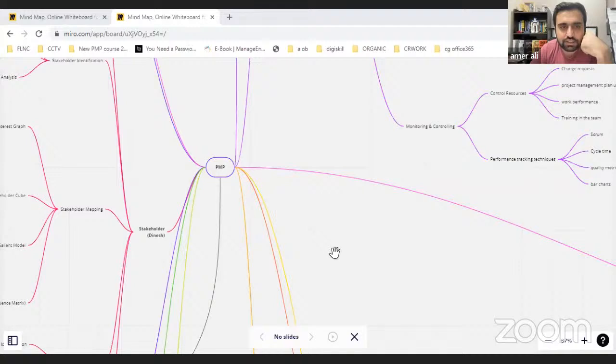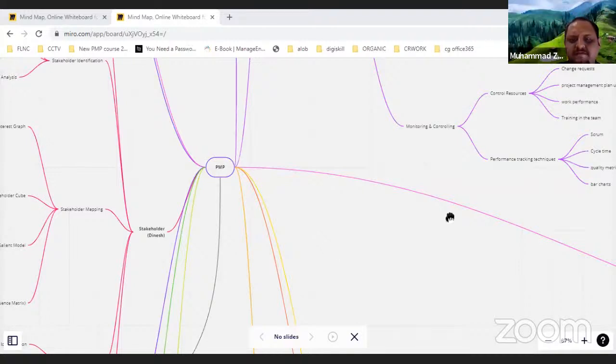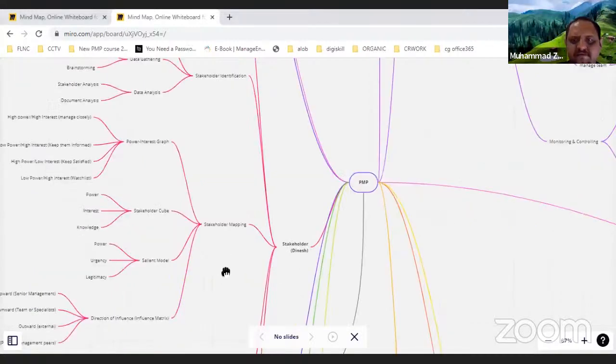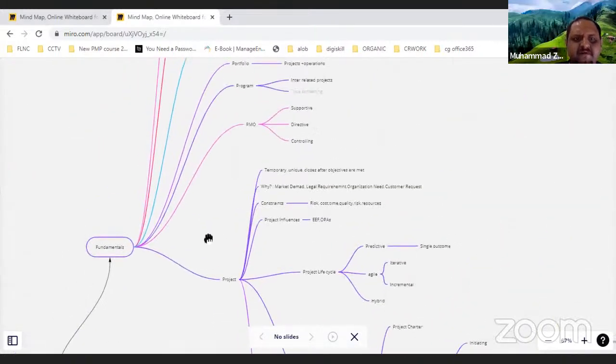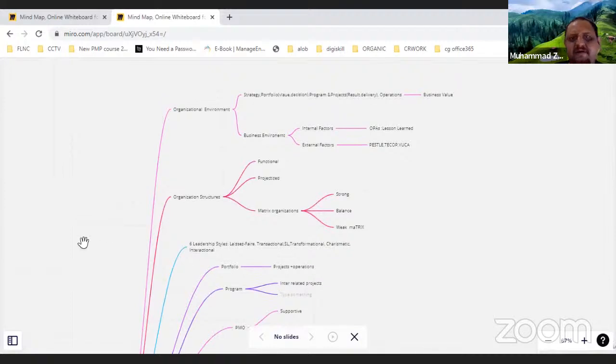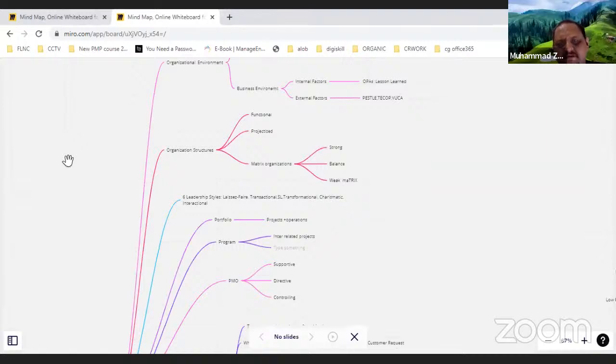Okay. This is the center of the mind map. So I will start with the fundamentals. From the fundamentals, normally it's the organization environment. Normally, they do projects to create business value. They start with the strategy, portfolio, where they do value and decisions, program and projects, and then it goes into operations. In the business environment, there are internal and external factors.